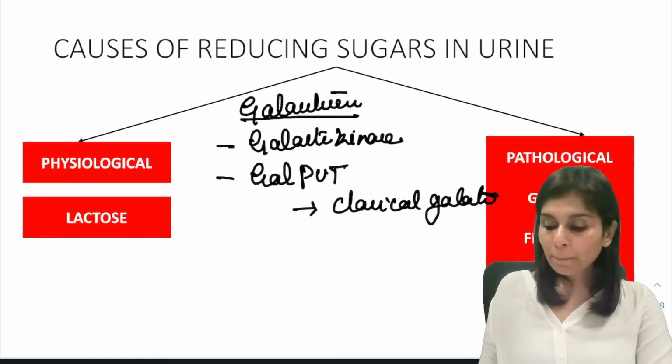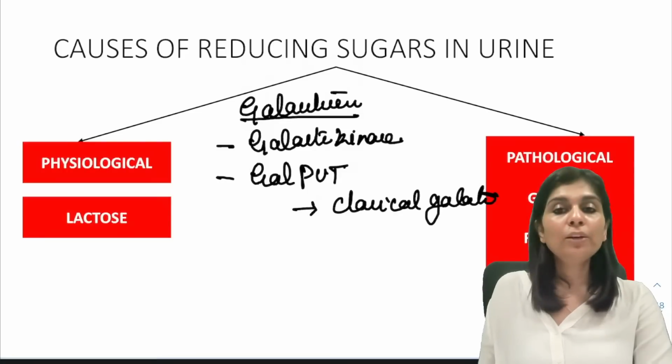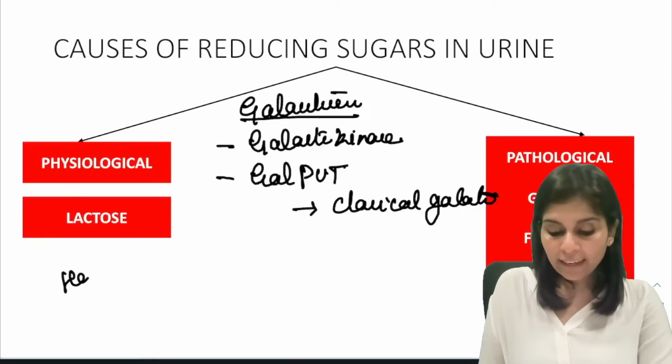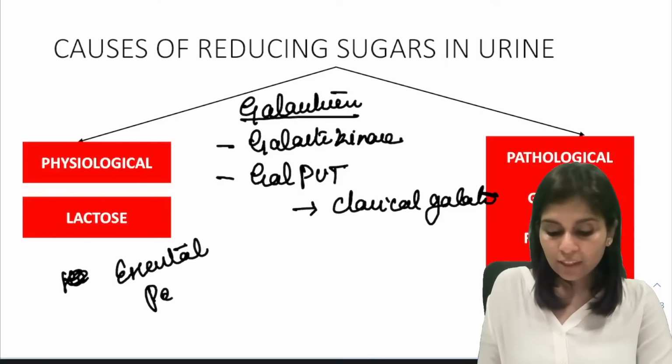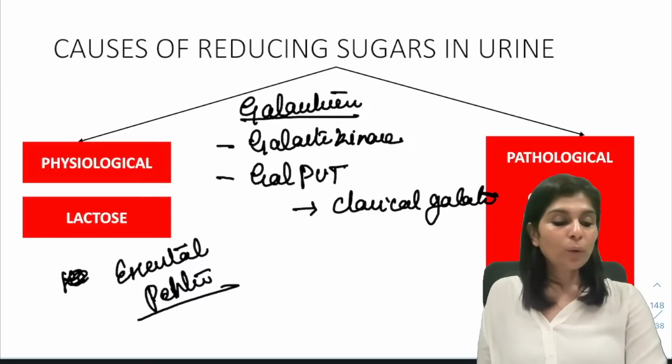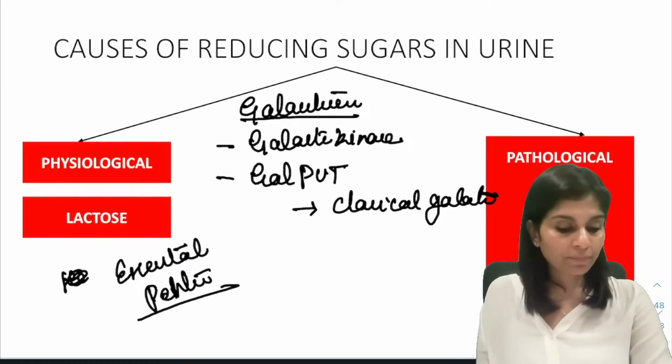In which condition will pentose be found in urine? Pentose will be found in urine in hereditary or essential pentosuria. So in all these conditions, urine will answer Benedict's test.